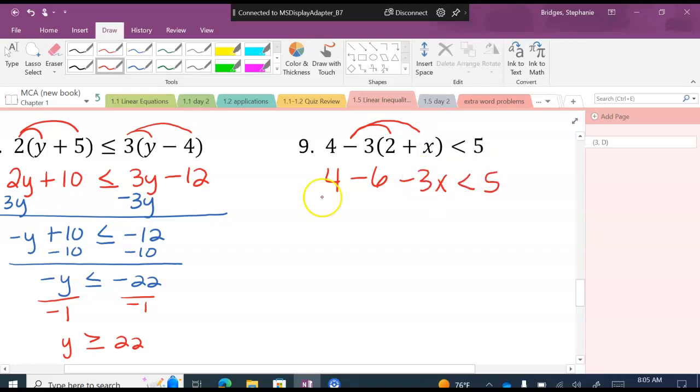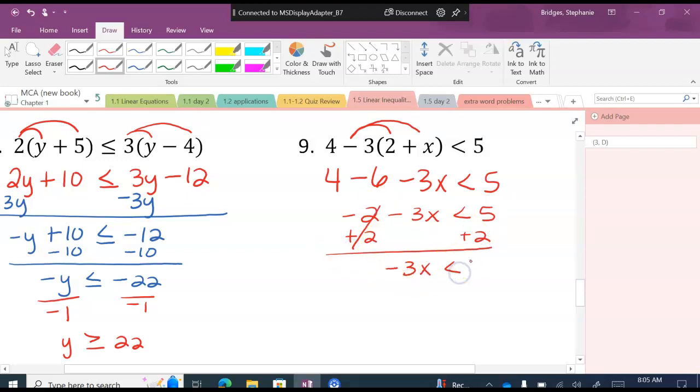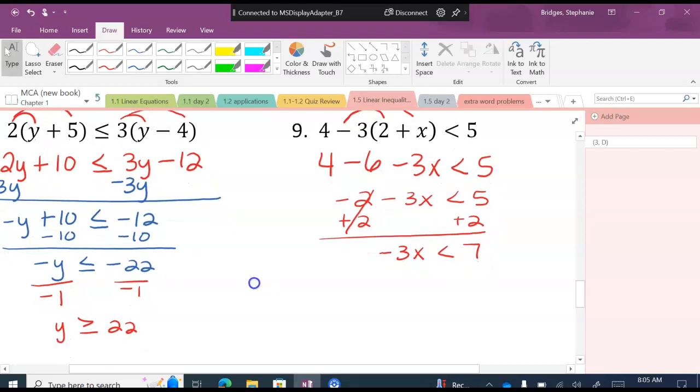Now I'm going to combine my two terms. 4 minus 6 is going to give me negative 2, minus 3x is less than 5. Then I'm going to add my 2 over. I get negative 3x is less than 7. And then when I divide by negative 3, what do I have to remember to do?